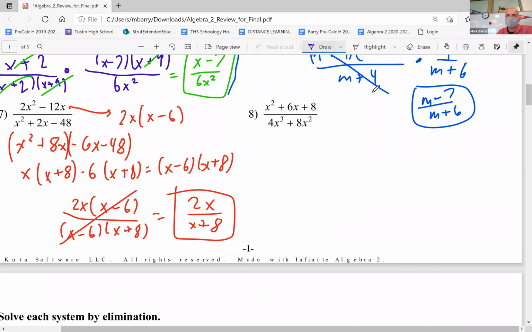All right, so now let's try out number 8. I'll actually do the bottom for us here. So the bottom, we can take a 4x squared out front. Both of the big numbers can divide by 4, and then x squared is the smallest power. And that leaves me with x plus 2 on the inside.